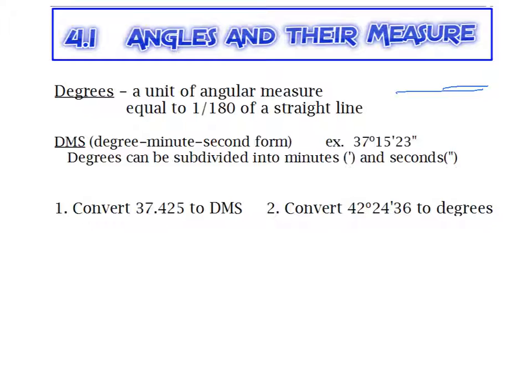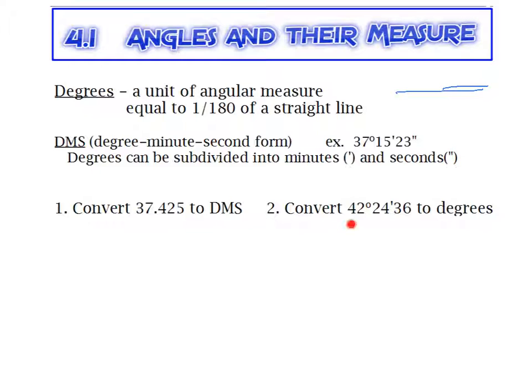Remember that we talked about how big a radian is. A radian is closer to 60 degrees, so it's a bigger unit of measurement. But today we're going to focus more on degrees. There are different ways to represent degree measurements. We can represent them as a decimal, which might be a way that we're used to seeing. This is a degree measurement that's a little bit bigger than a 37-degree angle.